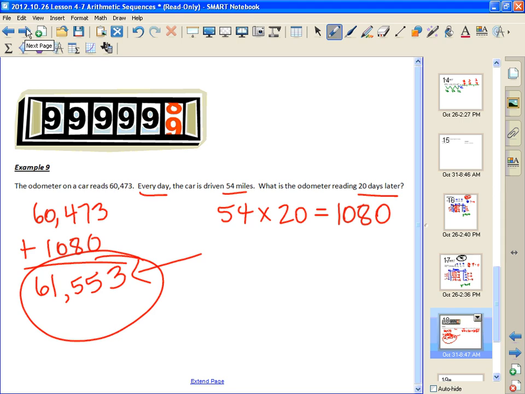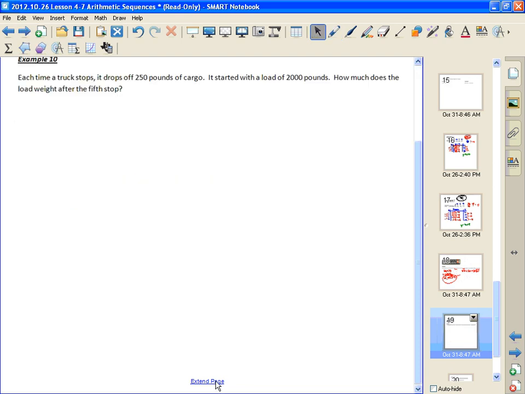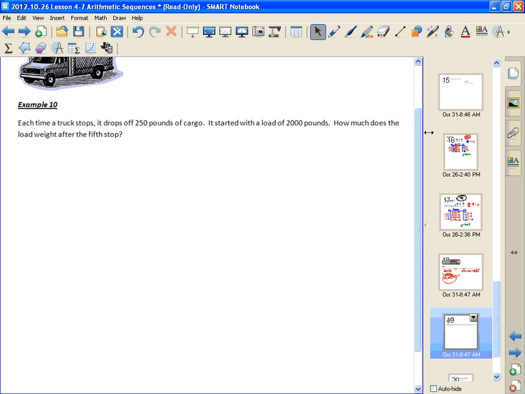All right. And then number 10 says each time a truck stops, it drops off 250 pounds of cargo. It started with a load of 2,000 pounds. How much does the load weigh after the 5th stop? So for this one, each load is 250. And how many loads are they dropping off? 5 loads, right? So I would do what with 250 and 5? Multiply. 250 times 5, and what does that give me? 1,250.